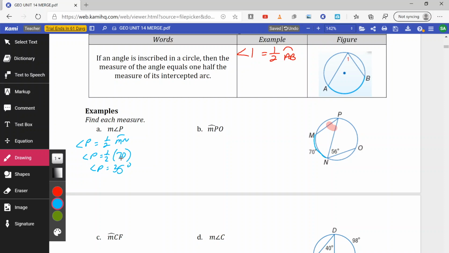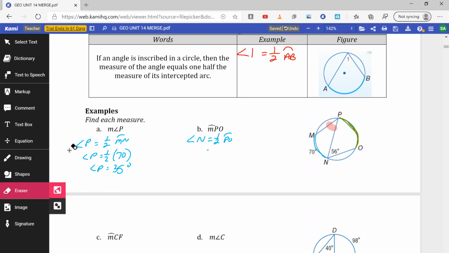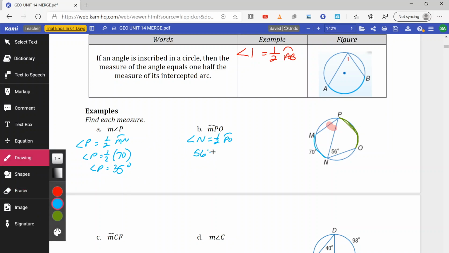Arc PO is what we have to find out next. So PO is that. We're told angle N here is 56 degrees, and now we have to figure out the arc PO measure. The theorem states, in our case, angle N is equal to 1/2 of arc PO. Angle N, in our case, is 56 degrees, and that's half of arc PO.